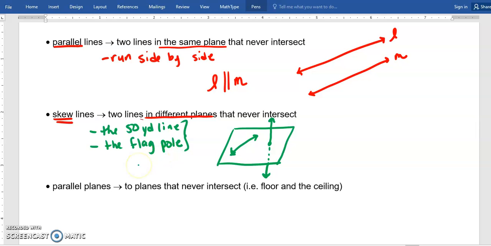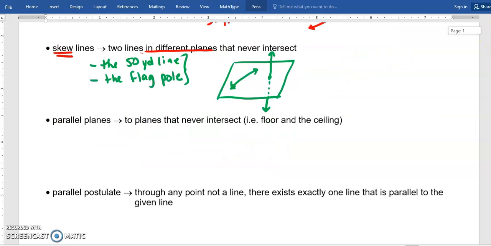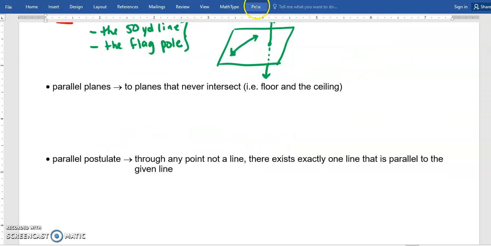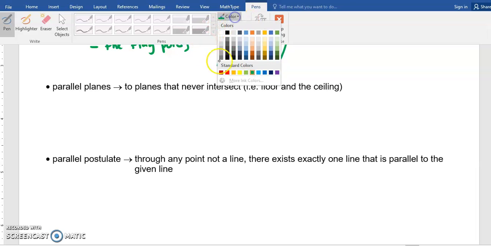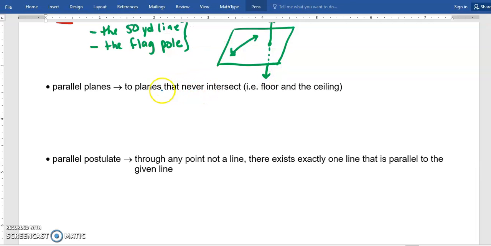Now, planes can also be parallel. Remember, planes are flat surfaces. So planes that never intersect can be parallel, like the floor and ceiling, shelves on a shelving unit, the front wall and the back wall of a room, anything like that.